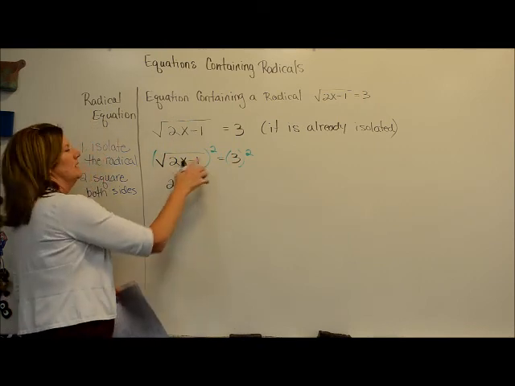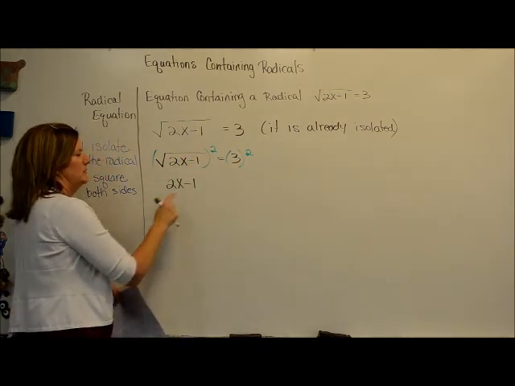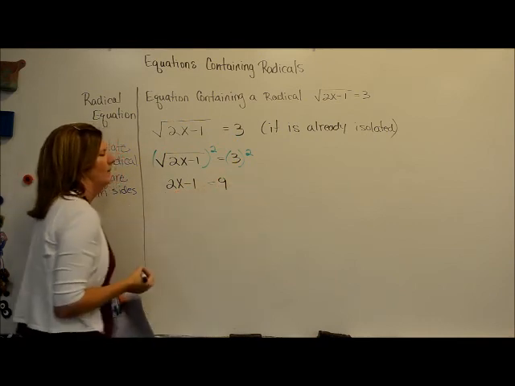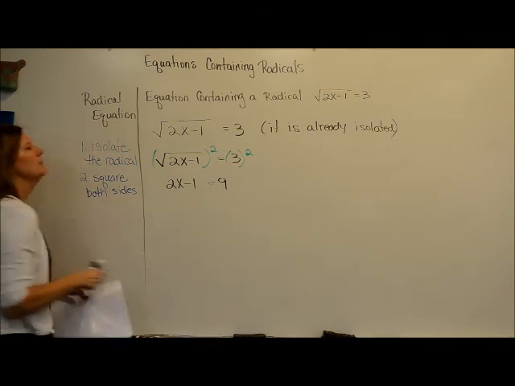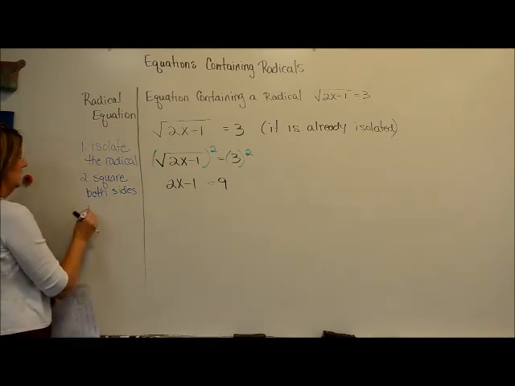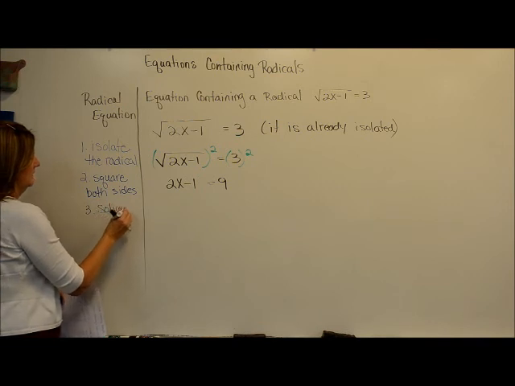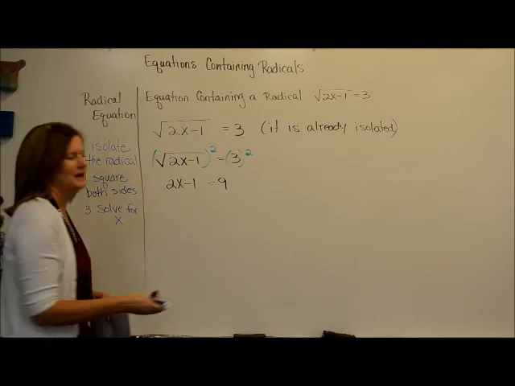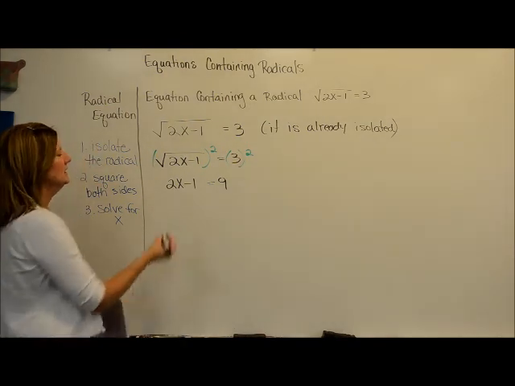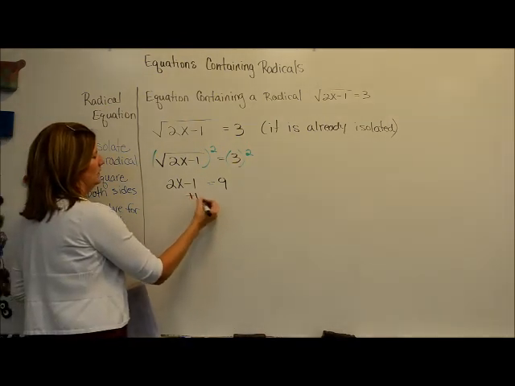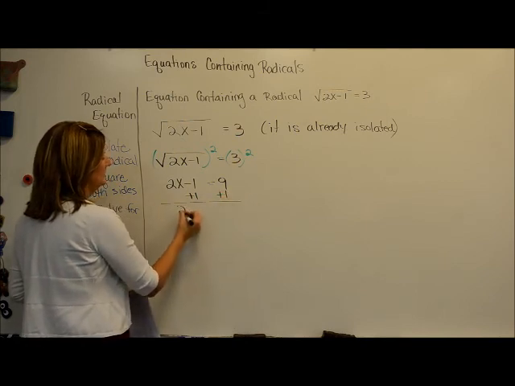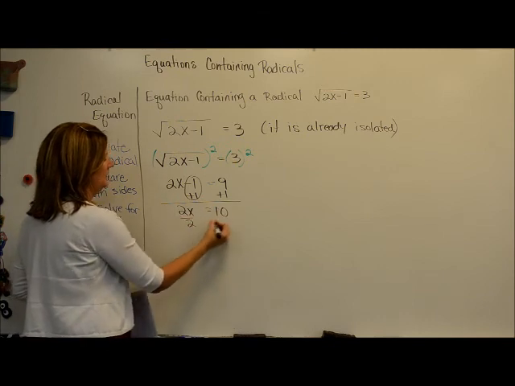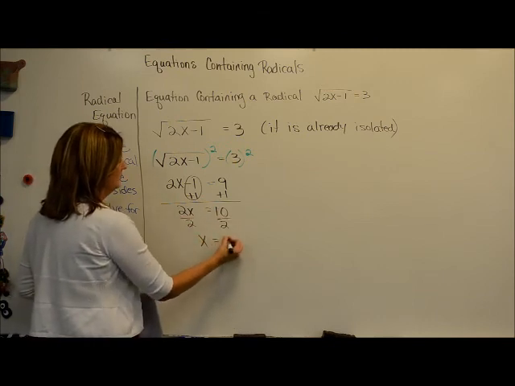So here we are. I'm going to square a square root. When I square a square root, I get what's underneath that radical sign, equals 9. My third step, step number 3, is to solve for x, or for my variable, whatever my variable happens to be. I have an x here. To do that, I'm going to add 1 to both sides. I have 2x equals 10. I'm going to divide both sides by 2, and I have x equals 5.